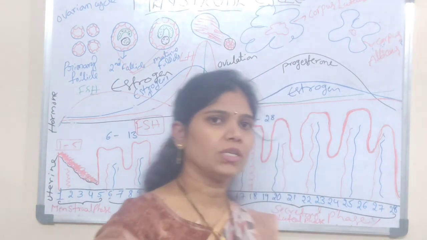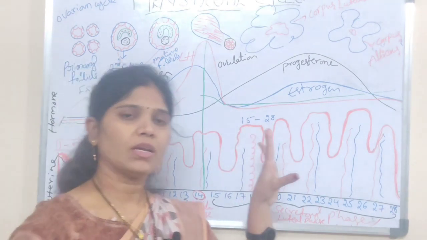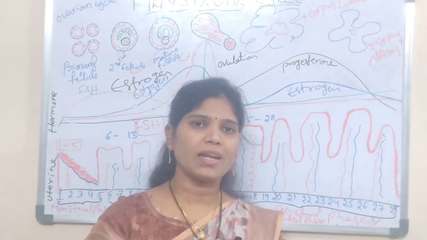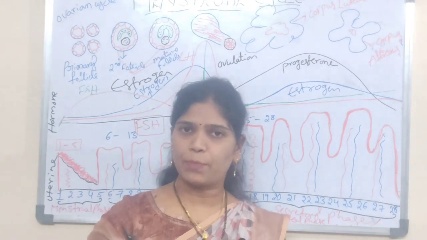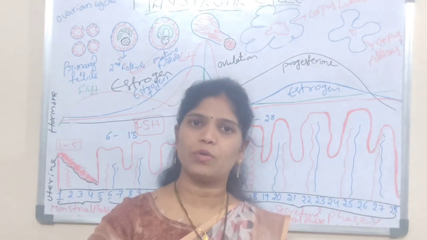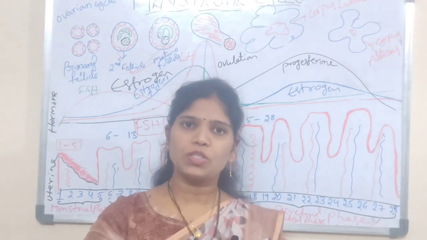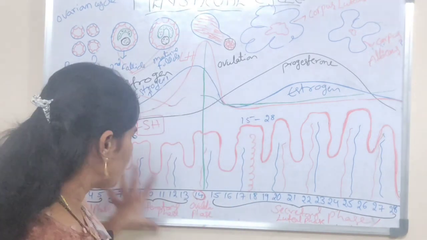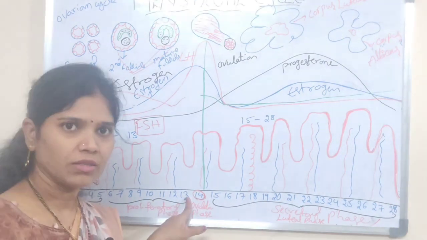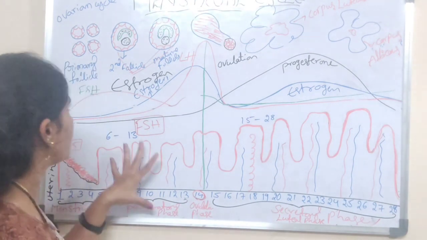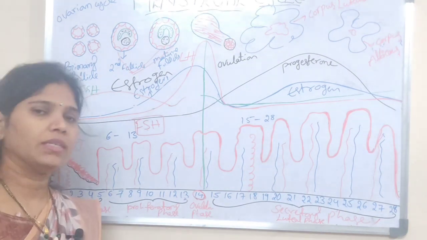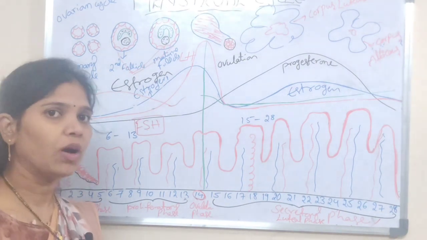Don't confuse here. You see, in the brain there is the hypothalamus. The hypothalamus releases GnRH. GnRH stimulates the anterior pituitary. The anterior pituitary releases follicle-stimulating hormone and luteinizing hormone. This follicle-stimulating hormone mostly works in the second phase, days 6 to 13. It helps to develop the Graafian follicles in the ovary. That is the main function of follicle-stimulating hormone.